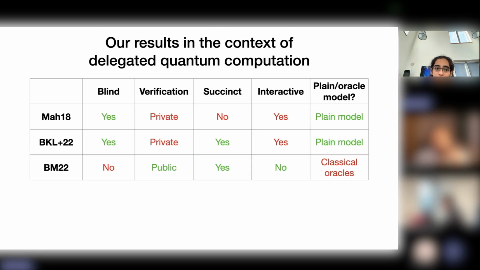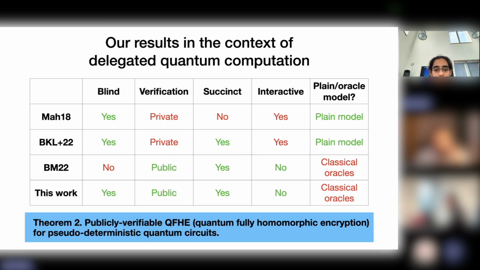So this was the previous state of affairs, and in our work, we get almost everything except for the last column, because we need the classical oracles. This follows from the publicly verifiable QFHE scheme that we get. Okay, so with that, let me dive into our techniques.